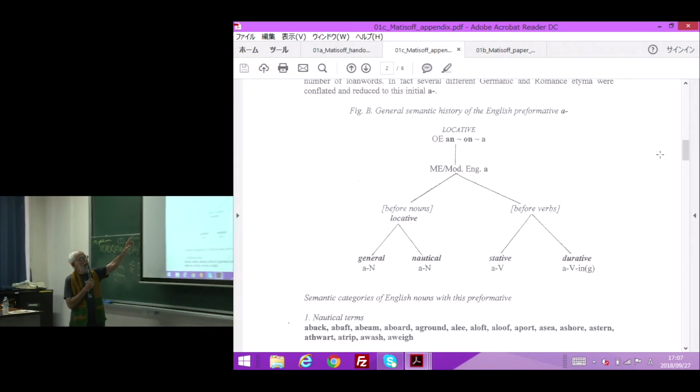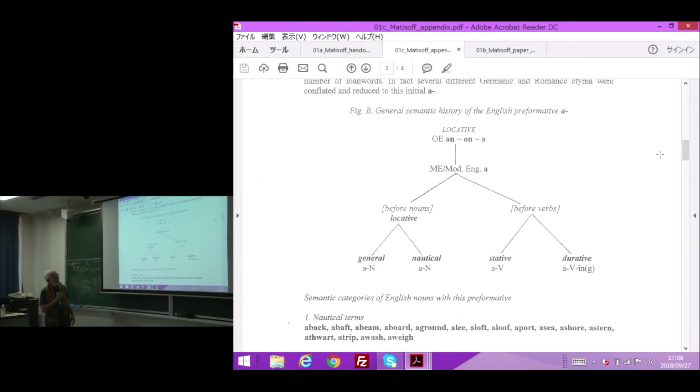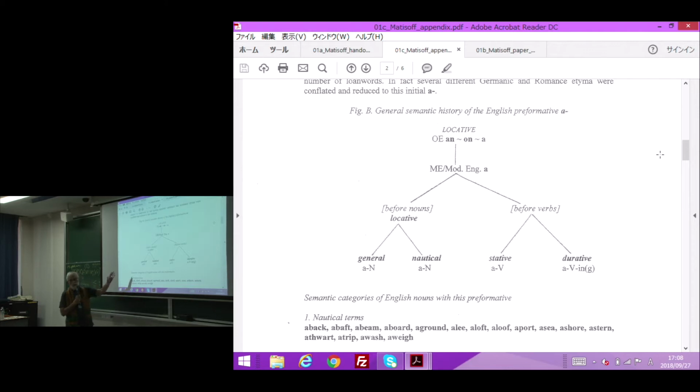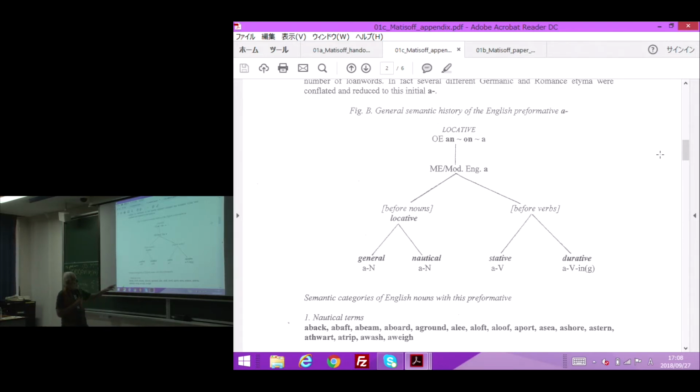This Old English form, an or on, was reduced in medieval and modern English to a. And it has slightly different functions before nouns, as opposed to before verbs. Before nouns, it occurs with a lot of general words, but also especially with nautical terms, that is, seafaring words. Before verbs, it has a state of meaning or a durative meaning. So look at all these words that you need when you're sailing the sea.